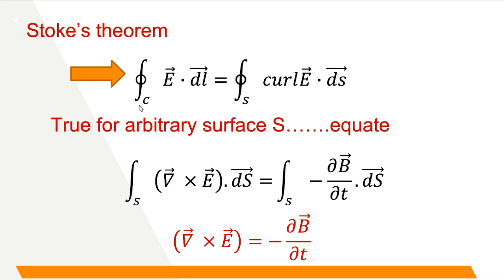So this equation is true for any arbitrary surface. Since this is true for all arbitrary surfaces, you can straight away write, in place of E dot dl, curl E dot ds, according to Stokes theorem, equal to the surface integral of minus dou B by dou t dot ds. Both are surface integrals over ds, so equating them, you get del cross E equal to minus dou B by dou t. This is going to be the third Maxwell's field equation.